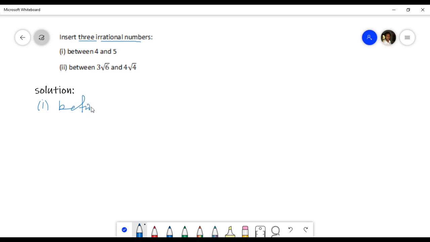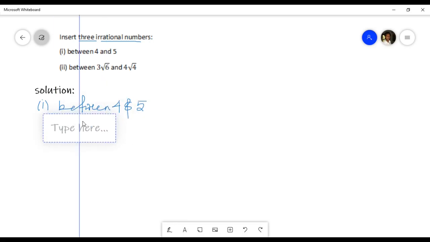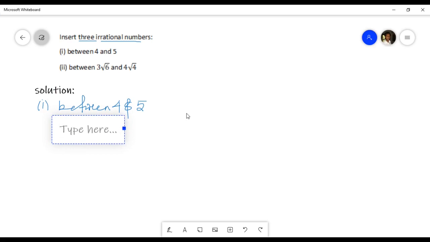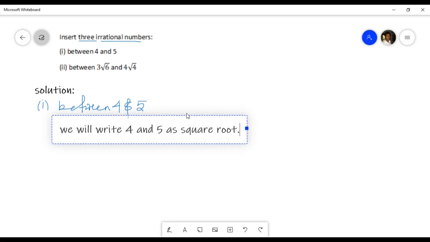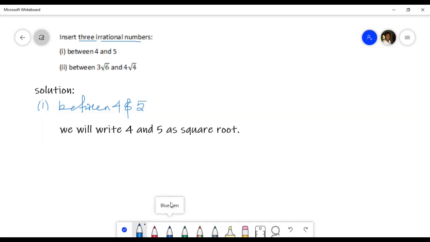Previously I have explained how to insert three rational numbers, and now I'm explaining how to insert three irrational numbers between given real numbers or radical numbers. So this is our first question. Between 4 and 5, the first thing we have to do is write 4 and 5 as square roots. Okay, that's the first step.